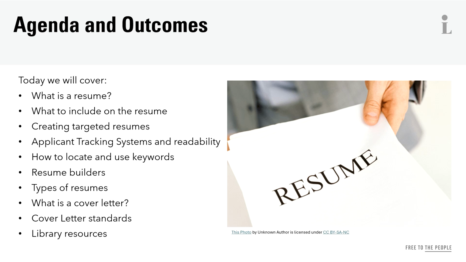We'll also introduce some helpful tools, such as resume builders, that can make formatting and writing easier, especially if you're starting from scratch. We'll then compare different types of resumes, such as chronological, functional, and combination formats, and we'll talk about when to use each. From there, we'll shift to the cover letter, what it is, why it matters, and how it complements your resume. We'll go over cover letter standards, including formatting, tone, and what to include to make a strong impression. And finally, we'll wrap up with a look at library resources that are available to help you, whether it's one-on-one resume help, books, online tools, or workshops just like this one. Let's get started.